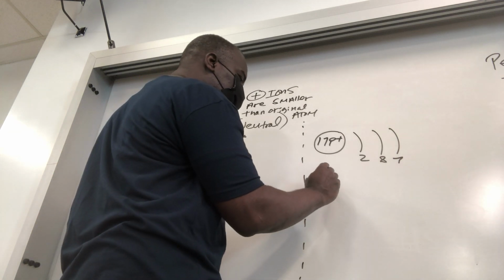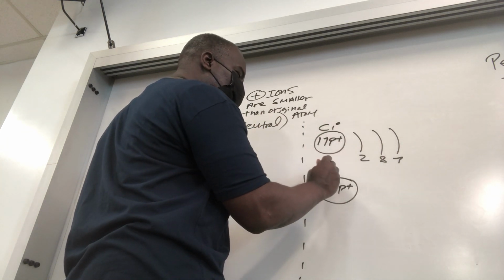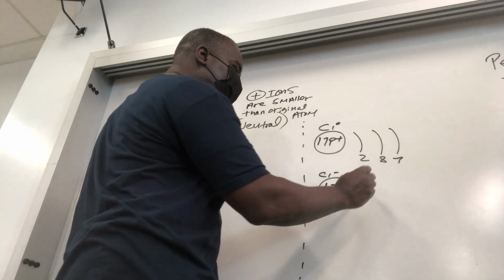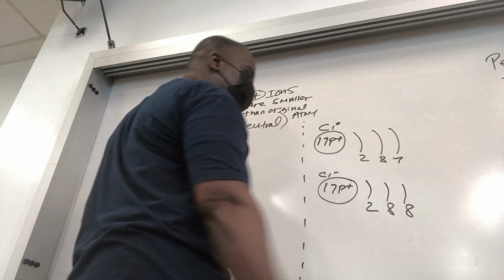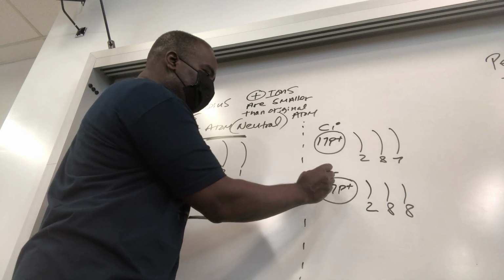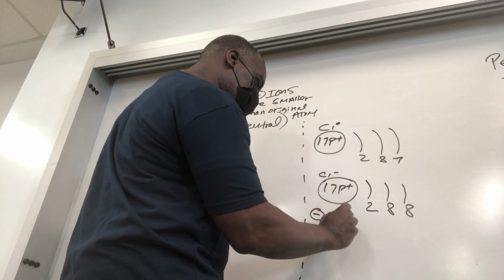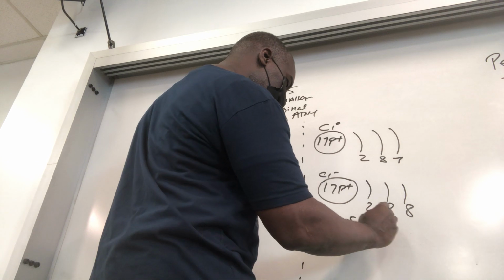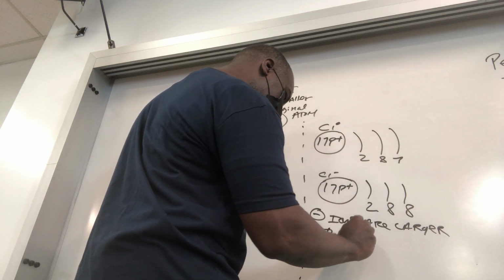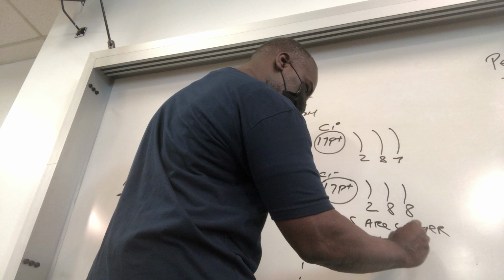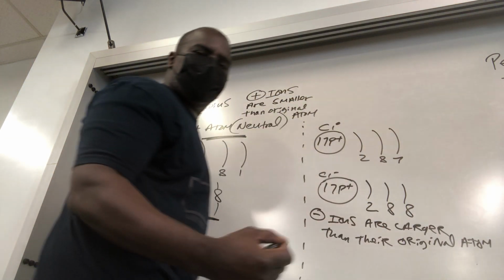So he's still going to have 17 protons. Remember, this is neutral chlorine. Now we're gonna make chlorine minus, Cl minus. So this right here is 2, this is 8, and this right here is also 8, people, when you form the chloride ion. Now you can write this down, guys: negative ions are larger than their original parent atom.